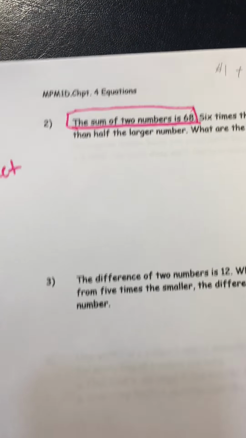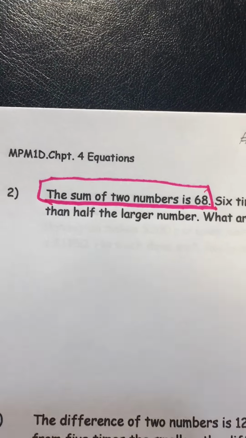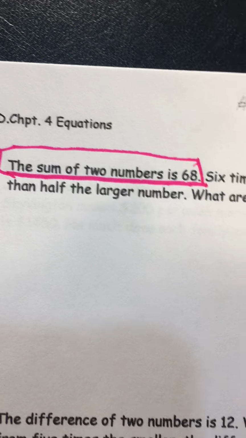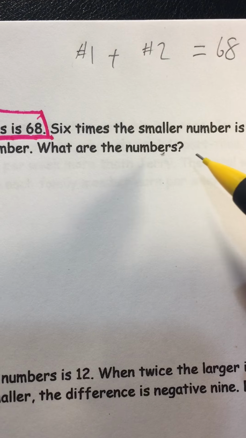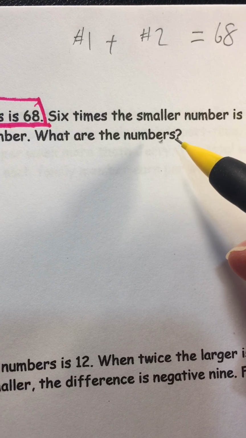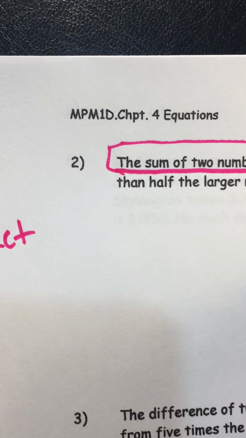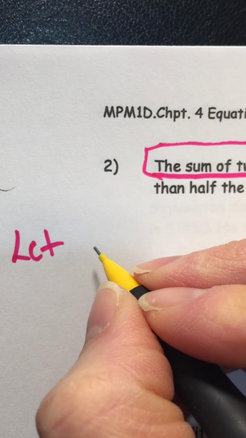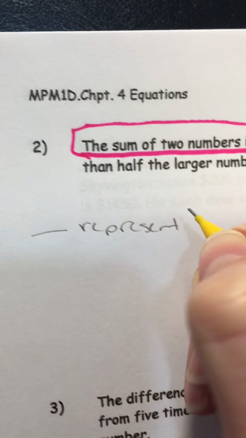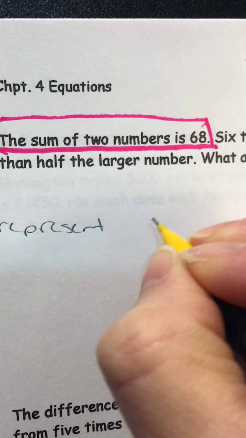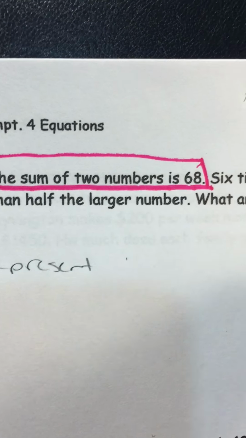The sum of two numbers is 68. Well, if two numbers sum to 68, I'm talking about two different numbers. Also, the final statement says, what are the numbers? So I know I'm not talking about just one number. So in my let statement, I need to have something represent one number. Let me just read the rest.